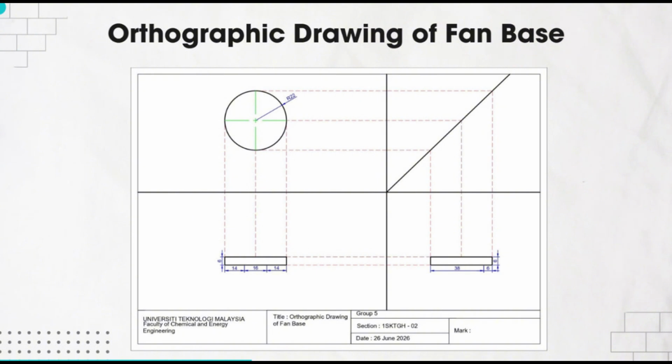From the top view, the base has a circular shape with a radius of 22 mm. From the front view, the overall width and length of the base are both 44 mm. From the side view, the height of the base is 6 mm, which shows the thickness of the base structure.